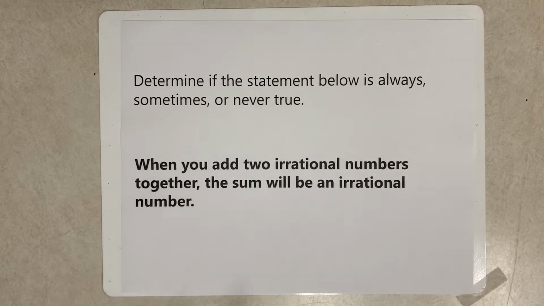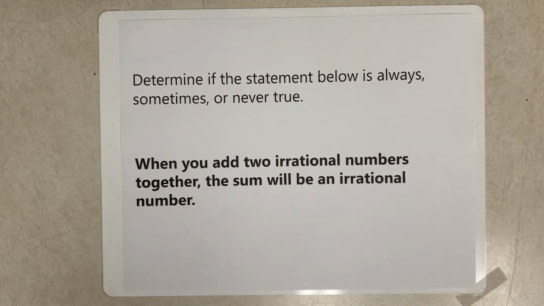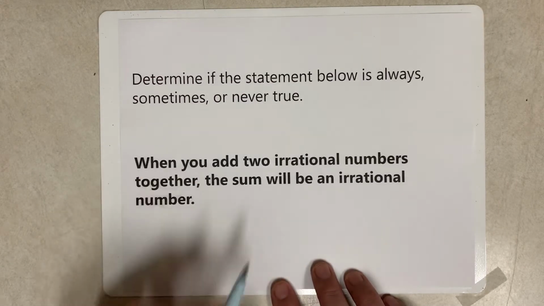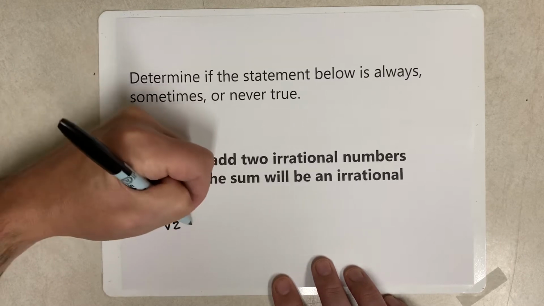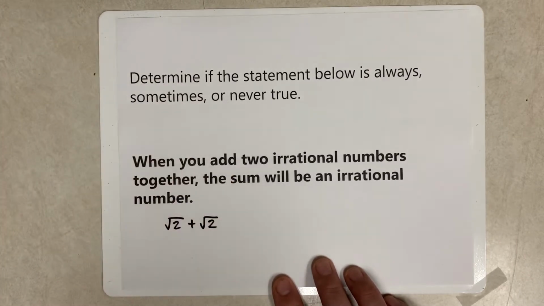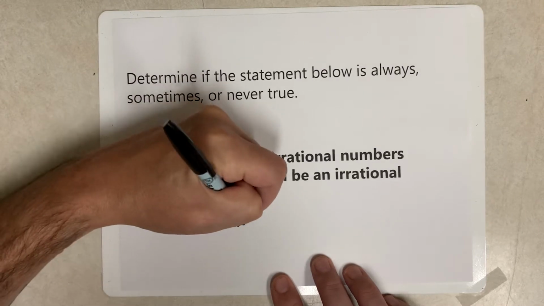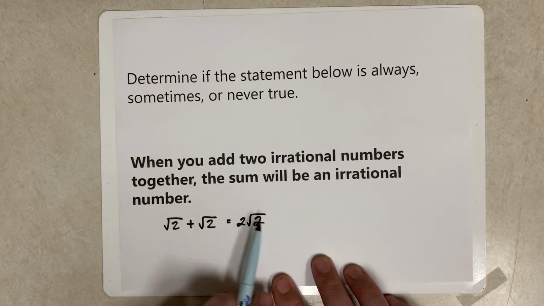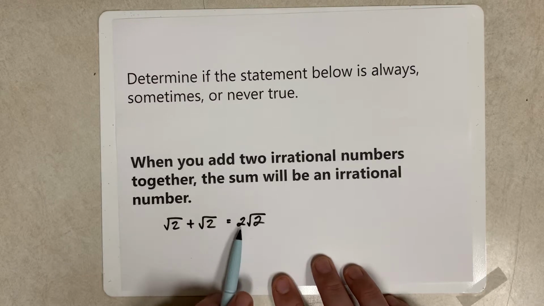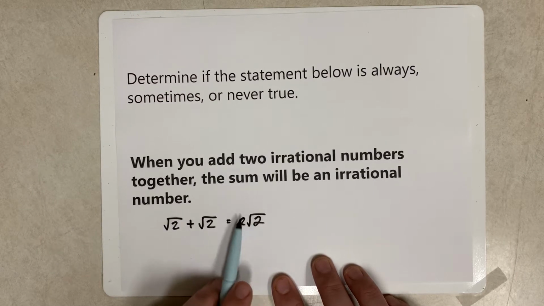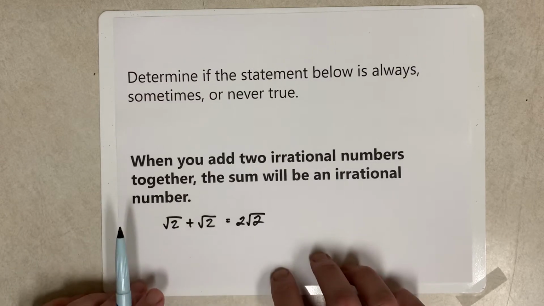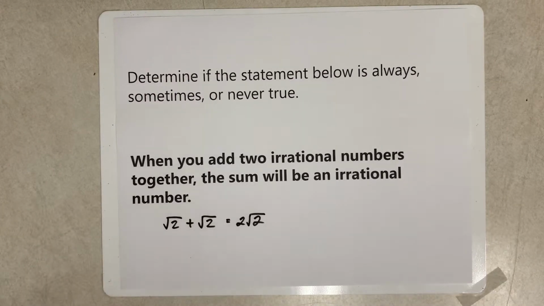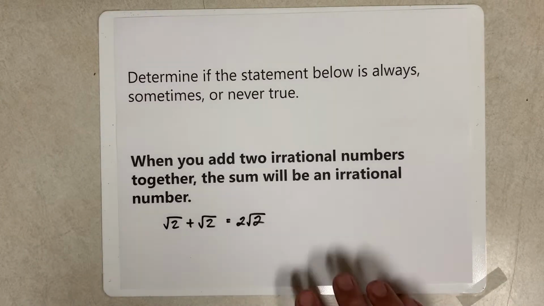And this one says, when you add two irrational numbers together, the sum will be an irrational number. Is that always going to be true? Sometimes, always, or never? Well, let's think about it. Let's say you take the square root of 2 and add another square root of 2 to that. You're going to get 2 square root of 2. Well, this number is still irrational, because just because there's a 2 up front doesn't mean it's good now. It's still irrational because of this root 2 here. Put it in a calculator. You're going to get a decimal that's never going to repeat, and it's never going to end. So it's still going to be irrational.